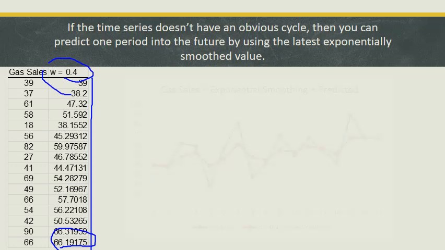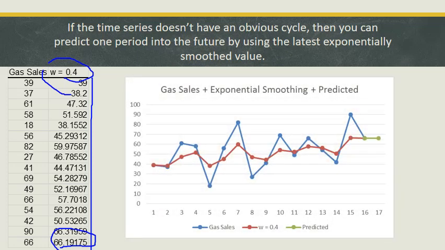So here is a graph of the original data in blue and the exponential smoothing in red. And at the very end, I have extended the last smooth value 1 time period into the future in green as our predicted value. It is an extremely rough guess, but I guess it's better than nothing.